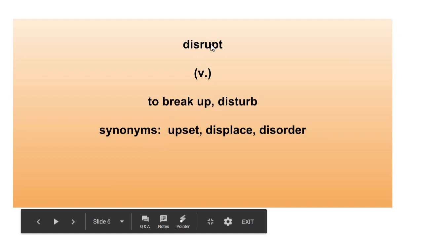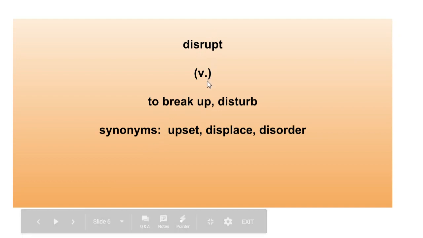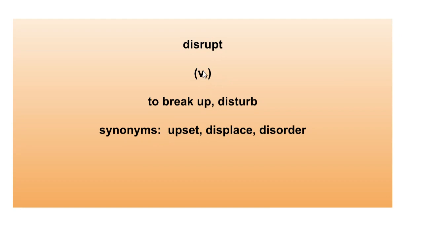Okay, our next word is disrupt. Now, disrupt is a verb. So if you remember, a little grammar review here, a verb is an action word. It's something you can do, or it's a state of being verb, like is, am. In this case, it's an action verb. It's something we can do. So disrupt means to break up or to disturb. Synonyms are upset, displace, disorder.